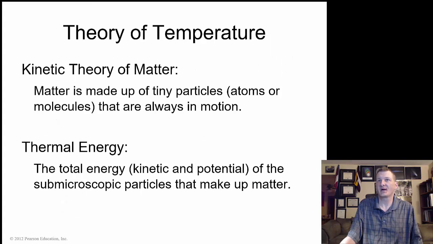Now the theory of temperature has topics about kinetic theory of matter and thermal energy. And so kinetic theory, again, the theory of motion, is that matter is made of tiny particles, atoms, or molecules that are always in motion. And thermal energy is the total energy, kinetic and potential, of the microscopic particles that make up matter.